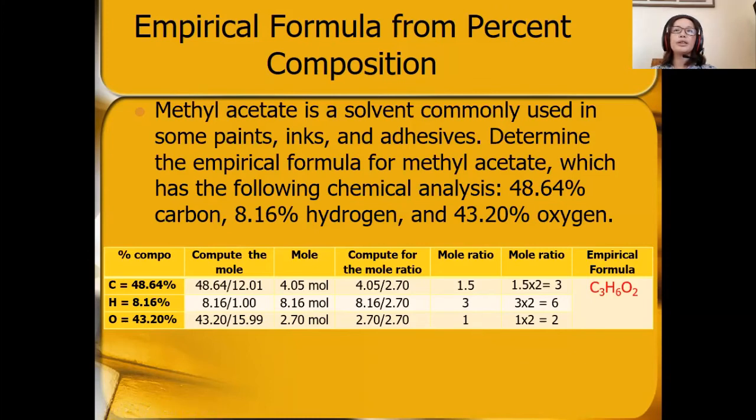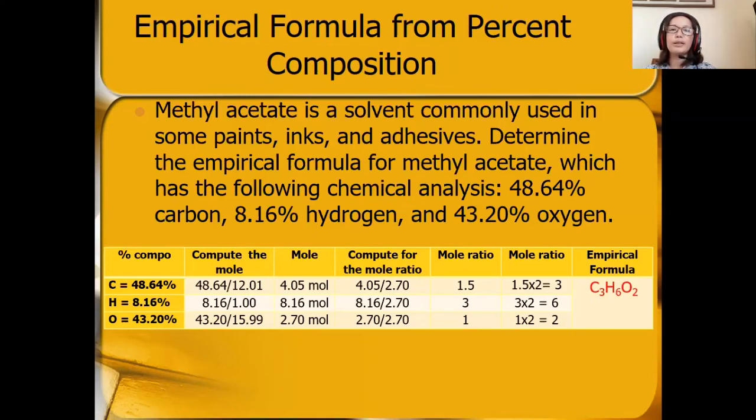So since there is no such compound as C1.5H3O, you have to multiply the moles by the smallest whole number that will give you whole number subscripts, and that is 2. So 1.5 times 2 is 3, 3 times 2 is 6, and 1 times 2 is 2. So the ratio of carbon, hydrogen, and oxygen is 3 to 6 to 2.